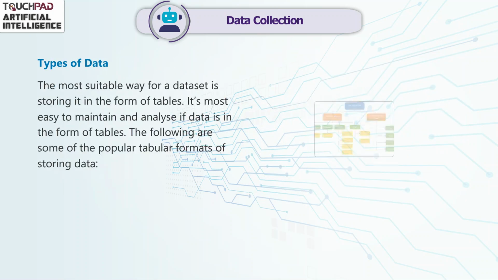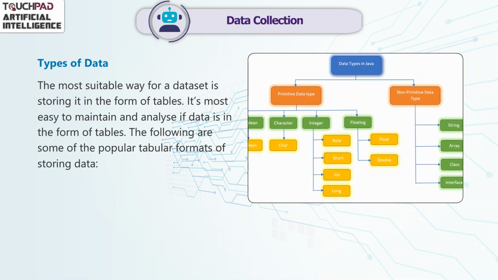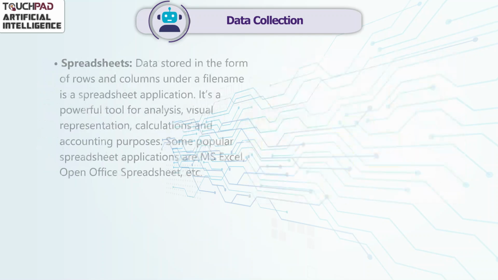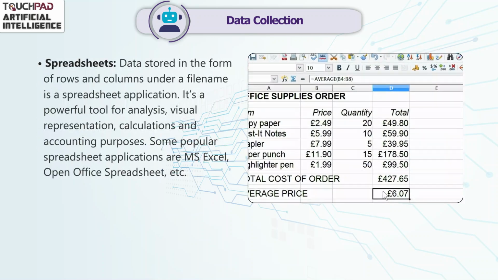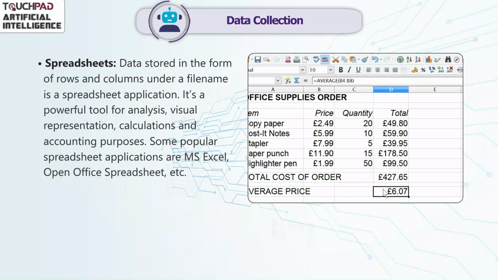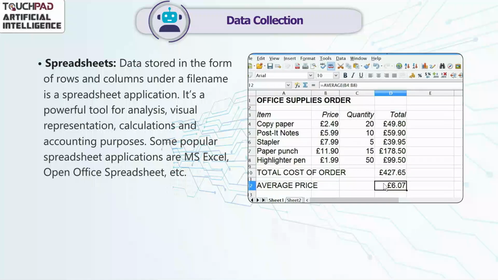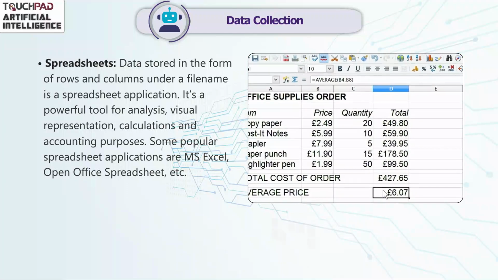Types of data. The most suitable way for a data set is storing it in the form of tables. It's easiest to maintain and analyze if data is in the form of tables. The following are some of the popular tabular formats of storing data. Spreadsheets. Data stored in the form of rows and columns under a file name is a spreadsheet application. It's a powerful tool for analysis, visual presentation, calculations, and accounting purposes. Some popular spreadsheet applications are MS Excel, OpenOffice Spreadsheet, etc.